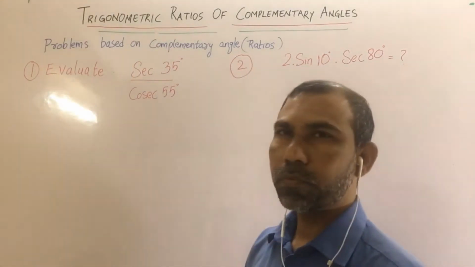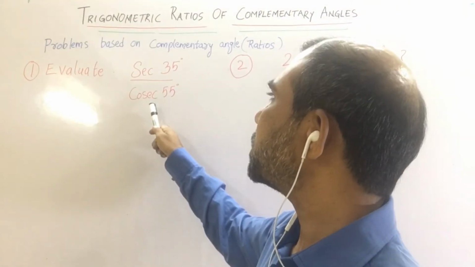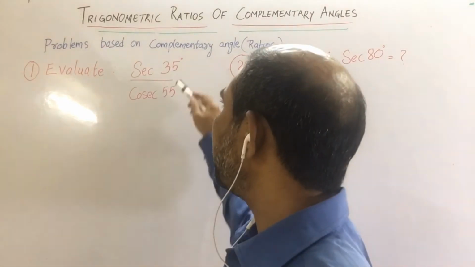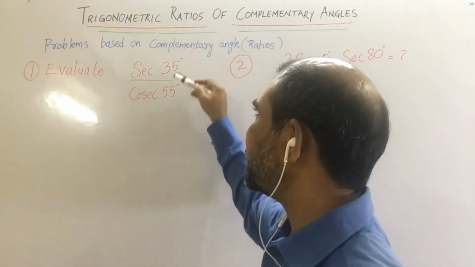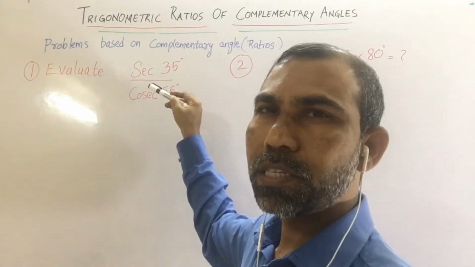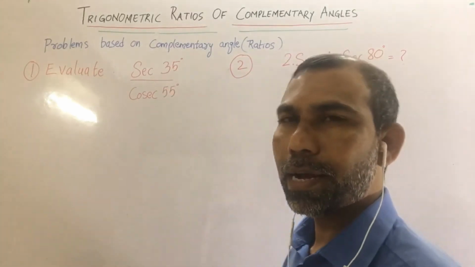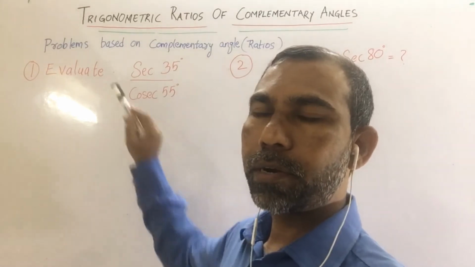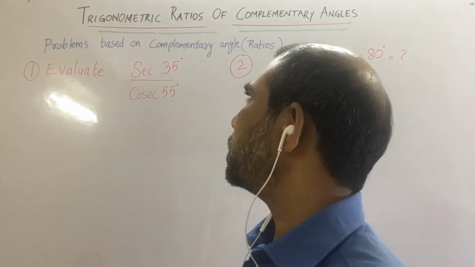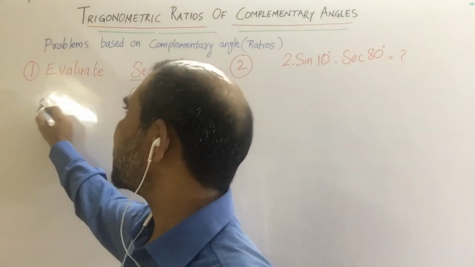Here we have a question. Evaluate sec 35 degrees over cosec 55 degrees. For the solution, if you observe these two angles 35 and 55, the sum is 90 degrees. That means they are complementary to each other. They are complementary angles, so here you can use the complementary function rules. That is, in order to solve this, we need to convert any one of the trigonometric functions. Let us take the solution for this.